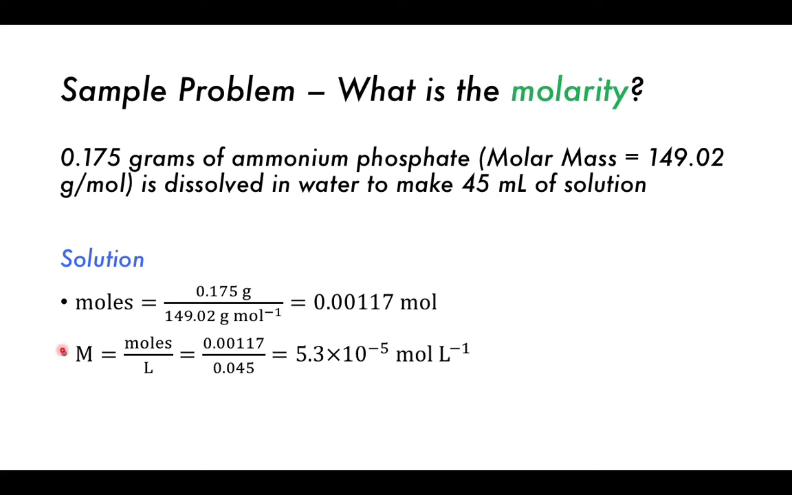Then we can work out the concentration as being equal to the number of moles divided by the volume. In this case, it's going to be 0.00117 moles divided by 0.045 liters. So we've converted our 45 milliliters into liters. 1,000 milliliters makes a liter, so we just divide by 1,000 to get the number of liters. Once we calculate this, we'll find that our molarity is going to be 5.3 times 10 to the minus 5 moles per liter.